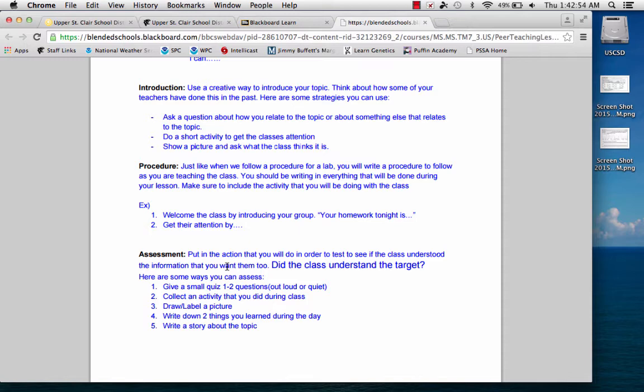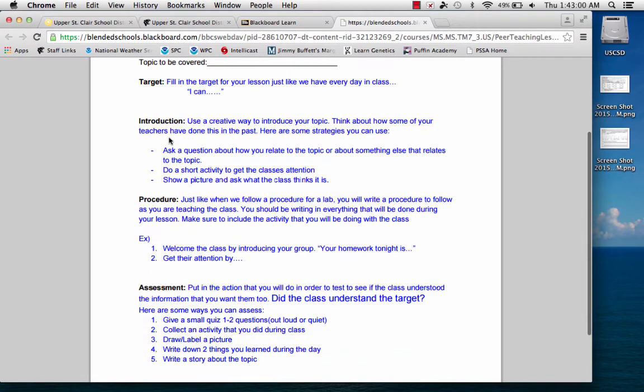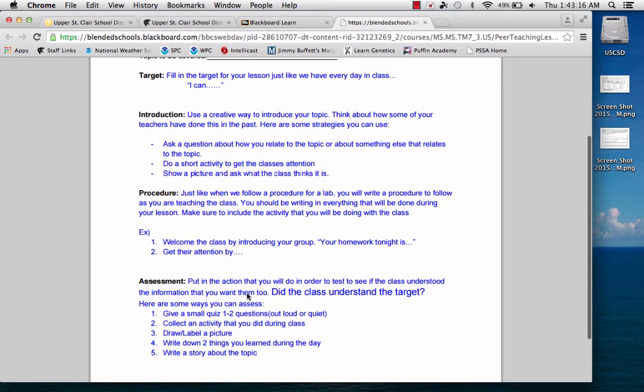And finally we get to the assessment, and the assessment is the action that you will do in order to test to see if the class understood the information that you wanted them to. Okay, so you're going to go back up to the target. Did they understand? Do they know? Can they say, I can identify the processes or the functions of the protein hemoglobin? You have to create some sort of assessment to test that.